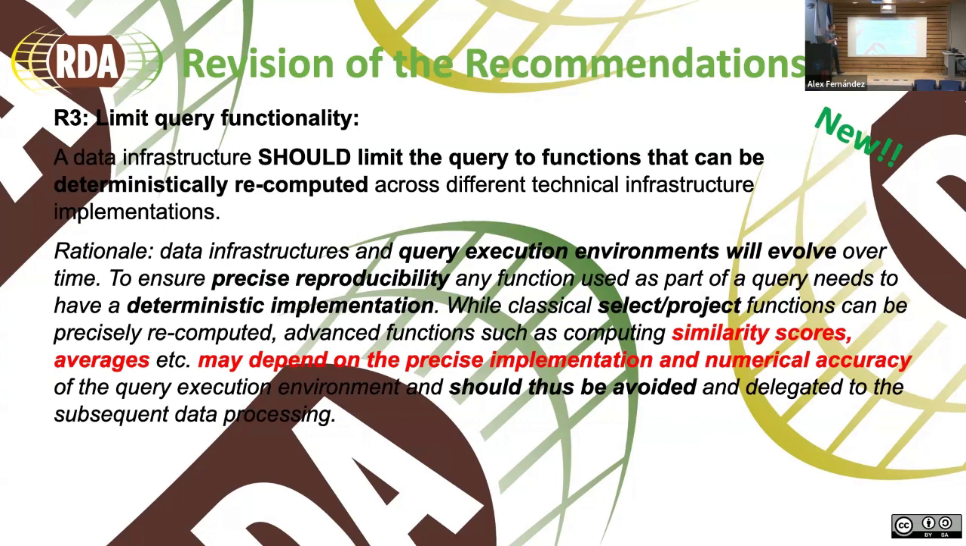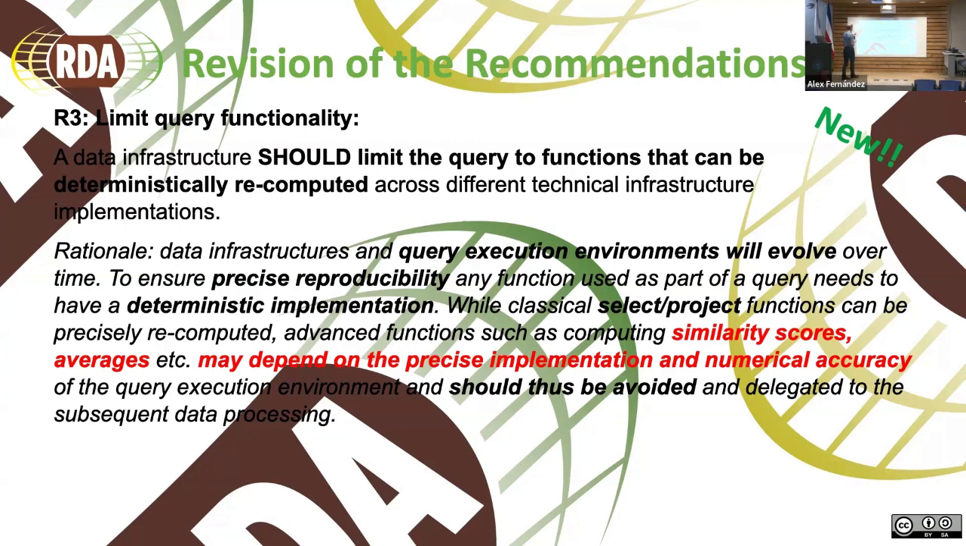R3, limit query functionality. A data infrastructure should limit the query to functions that can be deterministically recomputed across different technical infrastructure implementations. So only use query functionality that is, at least at current time, consistent across different databases, for example, and don't use anything that has numerical inaccuracies very prominently present, because then you cannot guarantee re-execution. We had something like cosine distance measures. If you run them on different environments, Python, Java, on different platforms, you get different results. And this is not something that we want, because then you can't reproduce.